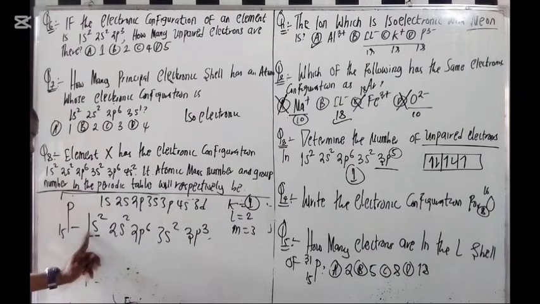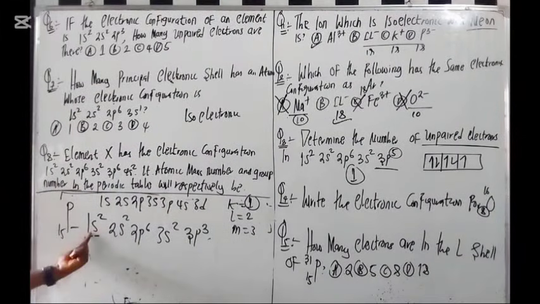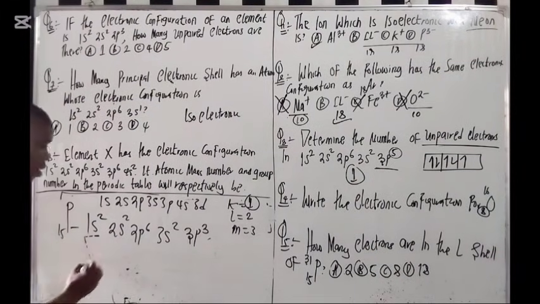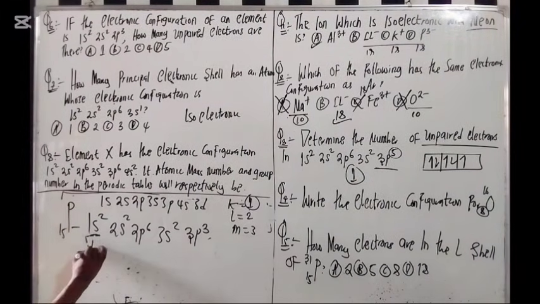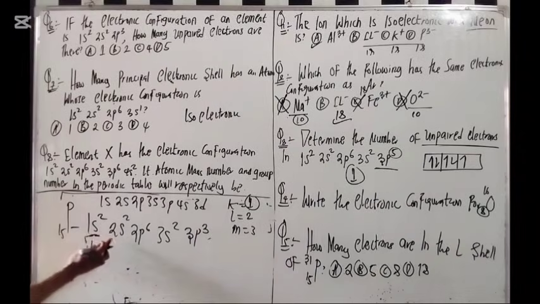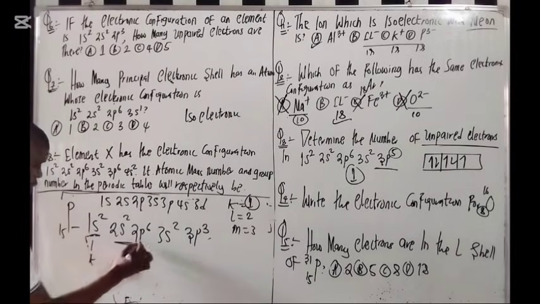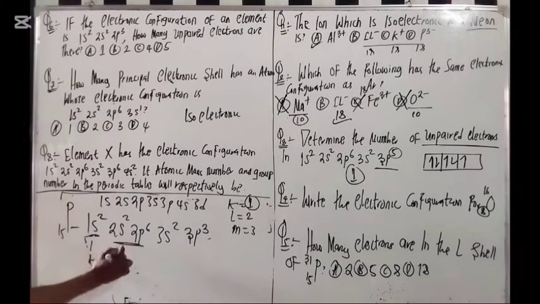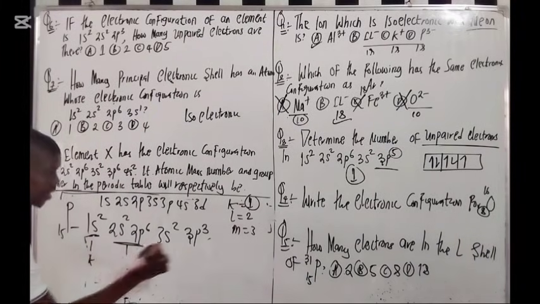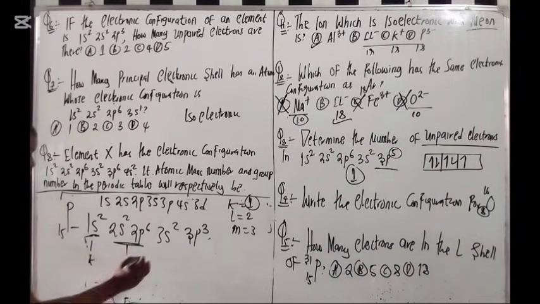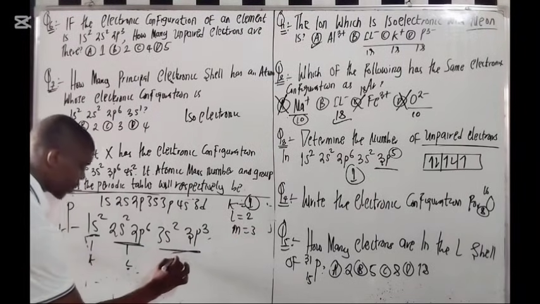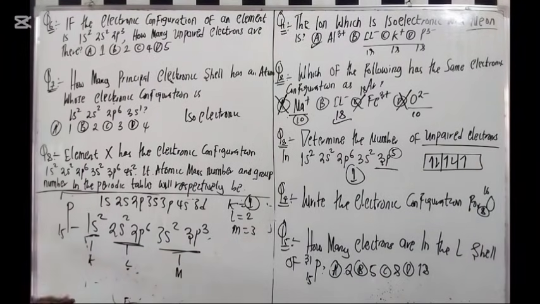The K shell only has the s orbital and 2 electrons. Now here we have 2s and 2p, so the 2 here is L. It has 2s and 2p, which is the L shell. Then we have 3, which is the M shell. Can you see that?